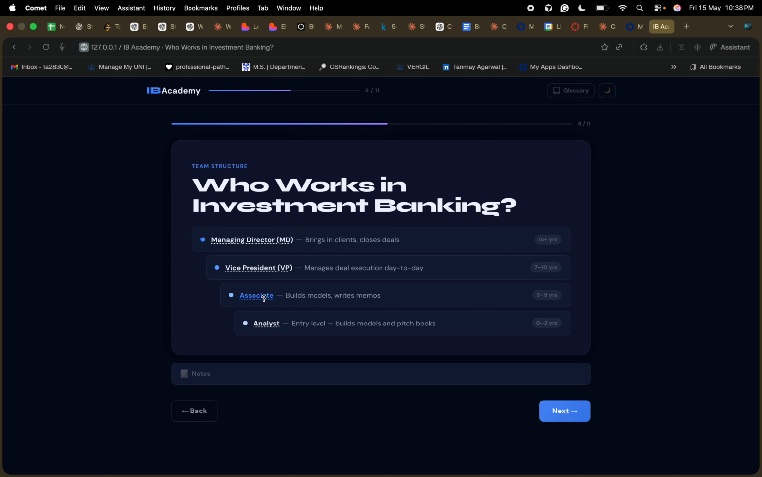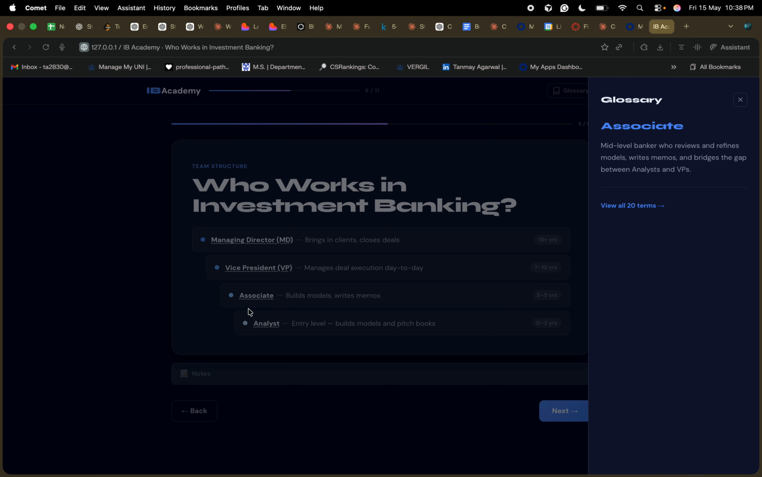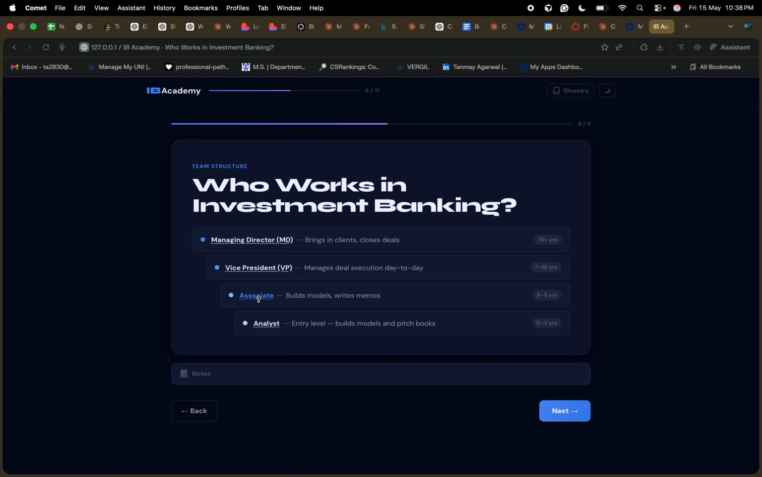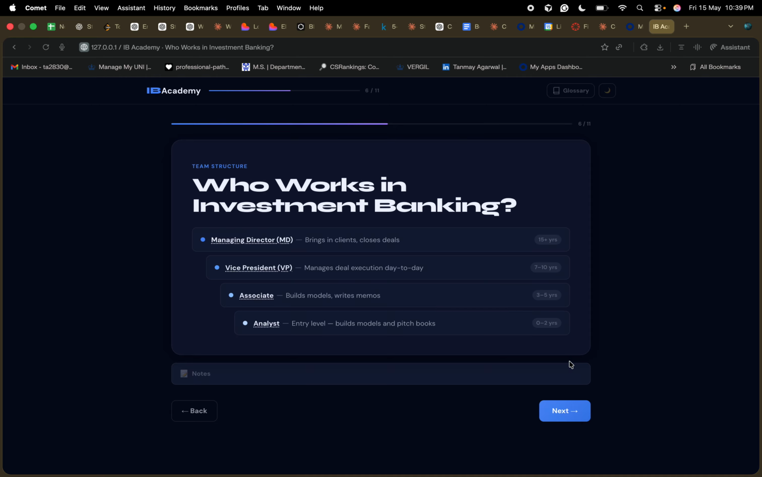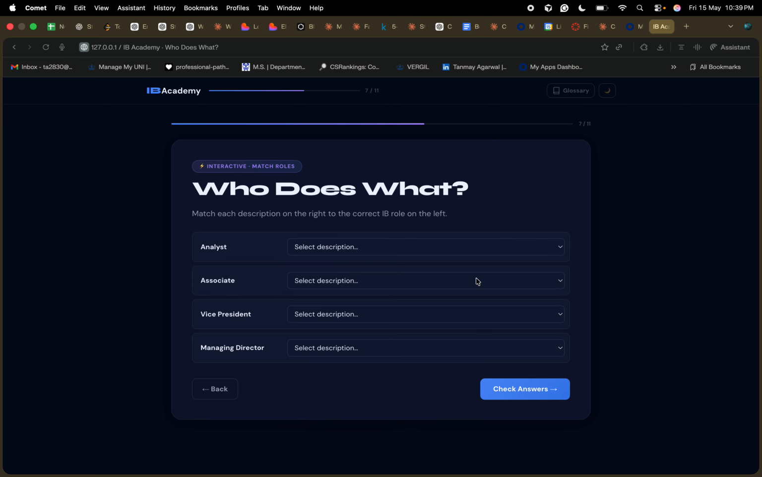So there are different kinds of roles with how many years and how much experience it takes to get into that role. And we can also click on these to know more about them. Like, okay, what is an associate? An associate is a mid-level banker who reviews and refines models, writes memos, and bridges the gap between analysts and VPs. And moving on to the next lesson.